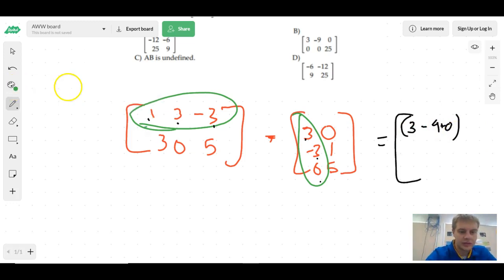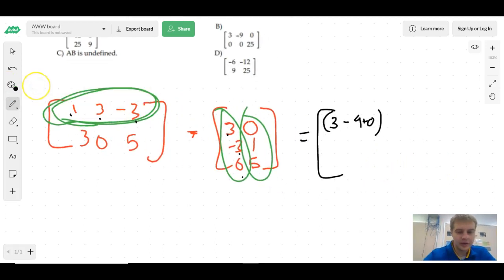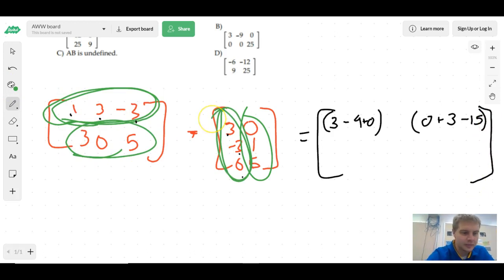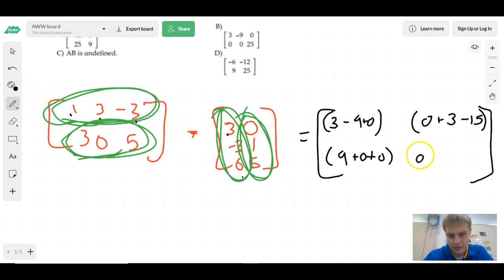Now we're going to do the next one. So here with here. So that is going to be 0, 3, and negative 15, and those go in parentheses. Now we're going to do the next one. So this is going to go now with this. And that's going to be 9, 0, and 0. And now we're going to do this multiplied by this. And that's going to give us 0, 0, and 25.